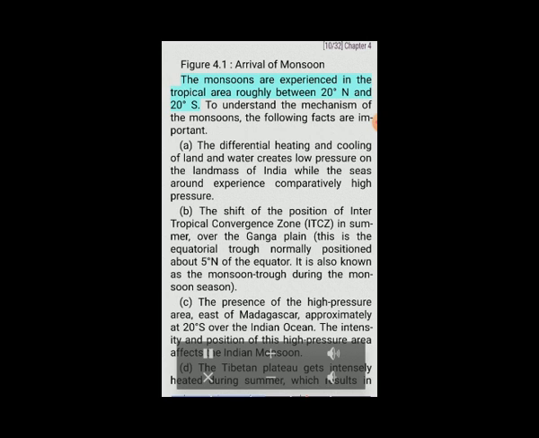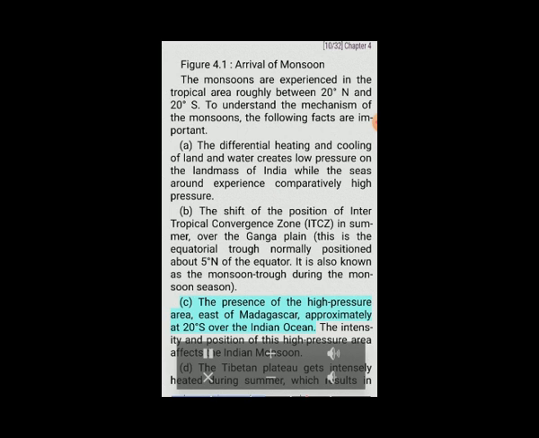The monsoons are experienced in the tropical area roughly between 20 degrees north and 20 degrees south. To understand the mechanism of the monsoons, the following facts are important. A. The differential heating and cooling of land and water creates low pressure on the landmass of India while the seas around experience comparatively high pressure. B. The shift of the position of the Intertropical Convergence Zone, ITCZ, in summer, over the Ganga Plain. This is the Equatorial Trough, normally positioned about 5 degrees north of the equator. It is also known as the Monsoon Trough during the monsoon season.